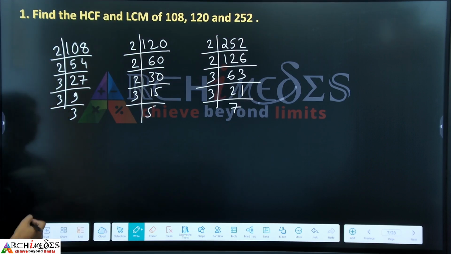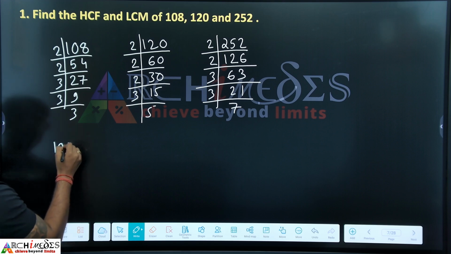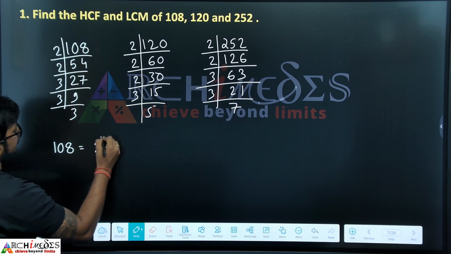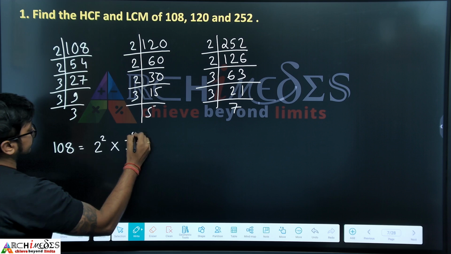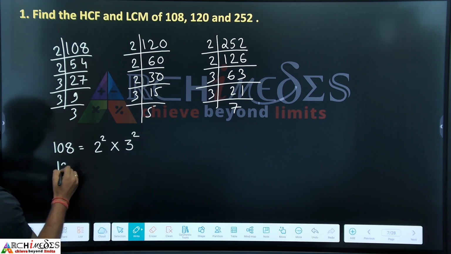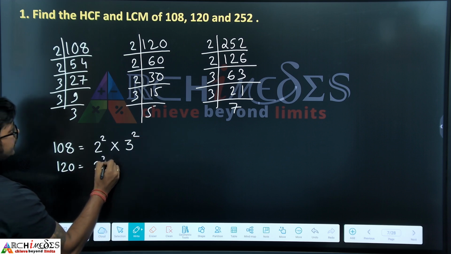Clear? So now, can we write 108 as 2 to the power of 2 and 3 cube? Okay. Then can we write 120 as 2 cube and 3 into 5?